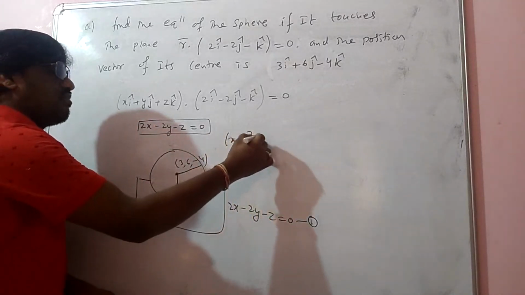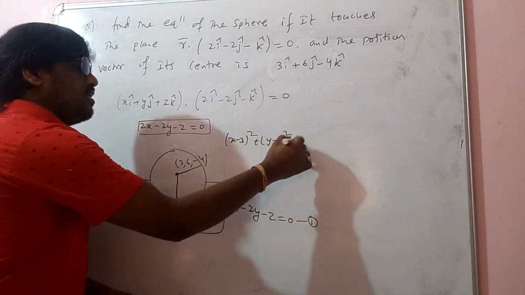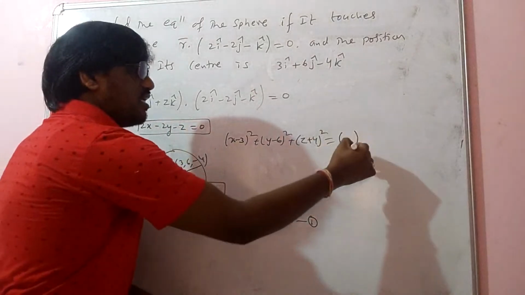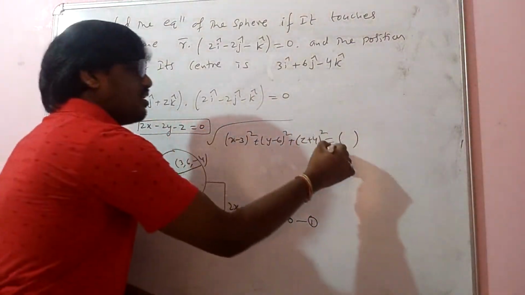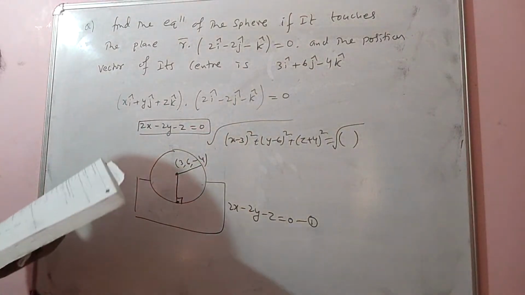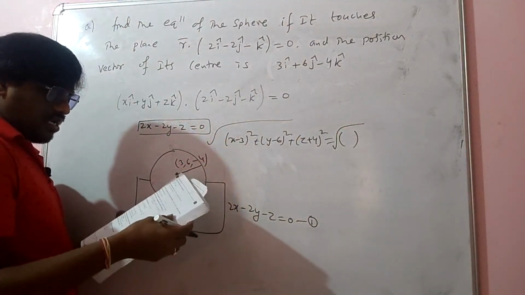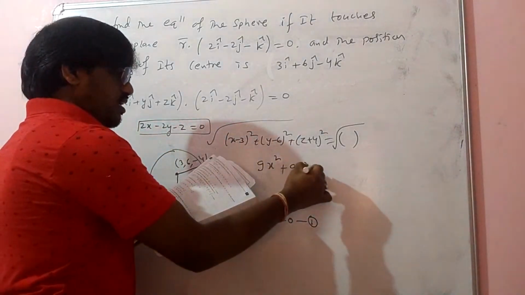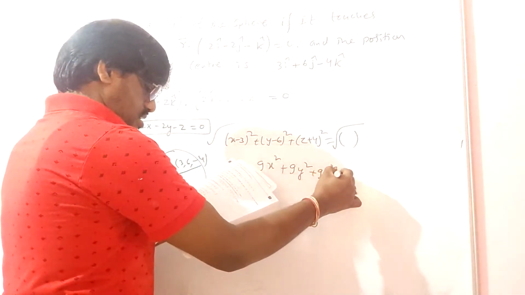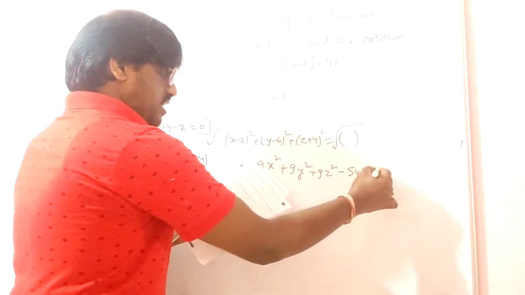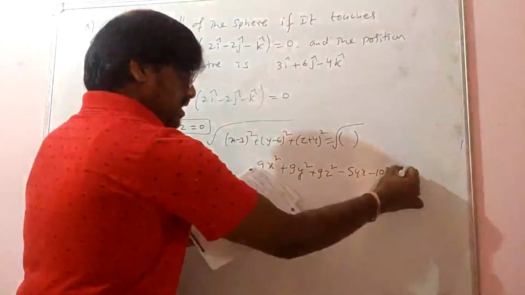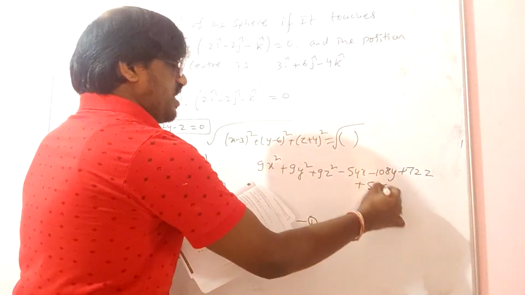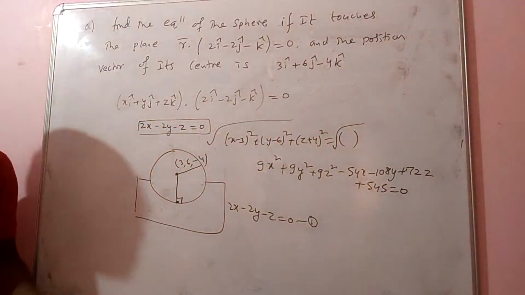That is, x minus 3 whole square plus y minus 6 whole square plus z plus 4 whole square is equal to the distance you found. You will write that and solve it, do the square root, and you will get the equation of the plane. I am going to give the answer, check whether your answer is correct or not: 9x square plus 9y square plus 9z square minus 54x minus 108y plus 72z plus 555 is equal to 0. This is the answer.